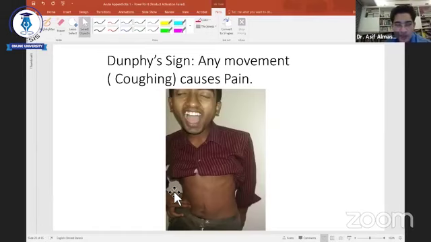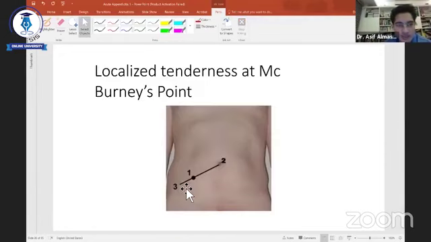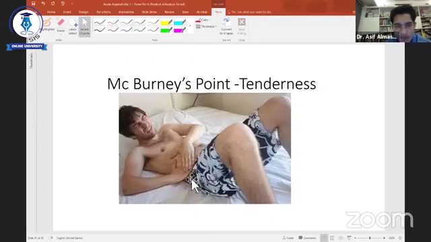Any coughing or any other thing that causes pain, any sudden movement, causes pain even around the right iliac fossa. Localized tenderness at McBurney's point, we have just discussed. This is a point which is at the 2/3 and 1/3 junction: 2/3 from the umbilicus, 1/3 from the anterior superior iliac spine. McBurney's point tenderness, we have discussed this.